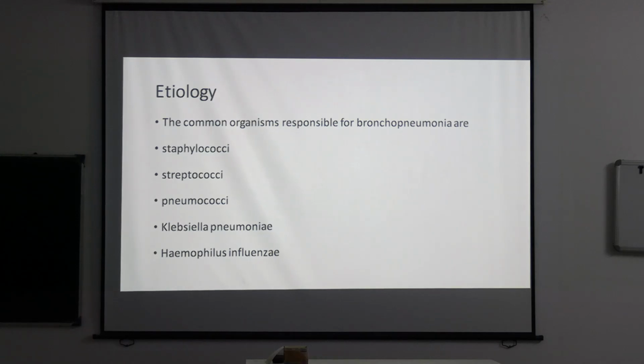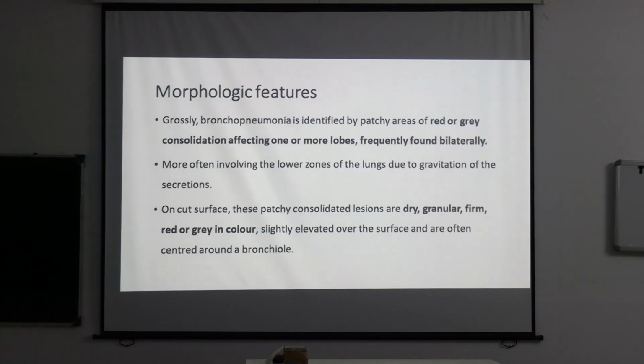Etiology: Staphylococcus, Streptococcus, pneumococcus, Klebsiella pneumoniae, Haemophilus influenzae. Morphologic features: patchy areas of red or gray consolidation affecting one or more lobes, frequently found bilaterally. More often involves the lower zone of the lung due to gravitation of the secretions. On cut surface, these patchy consolidated lesions are dry, granular, firm, red or gray in color.